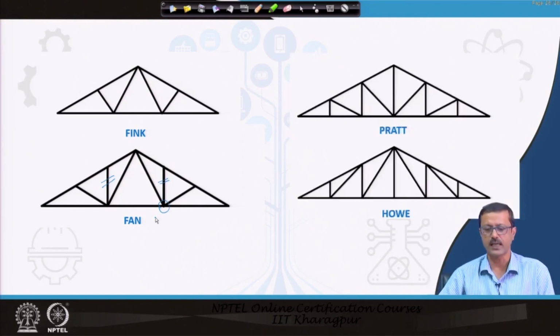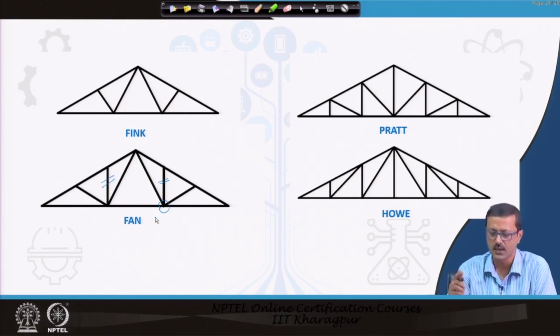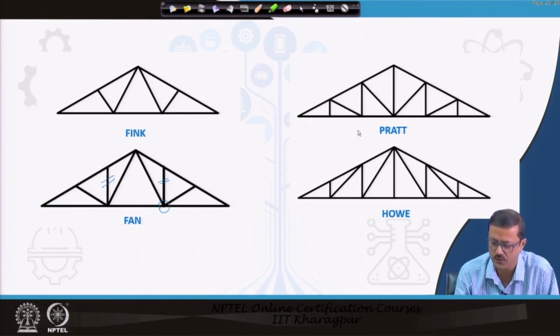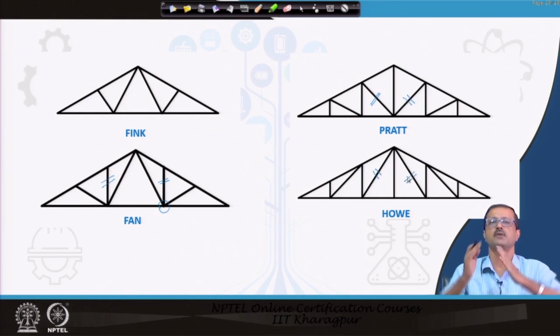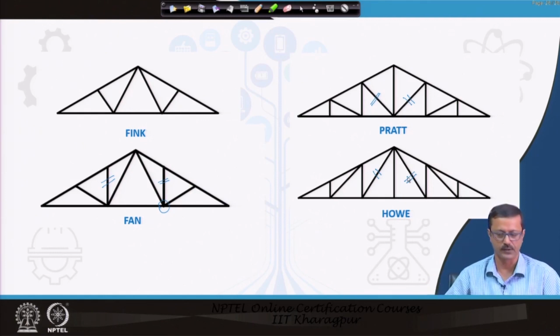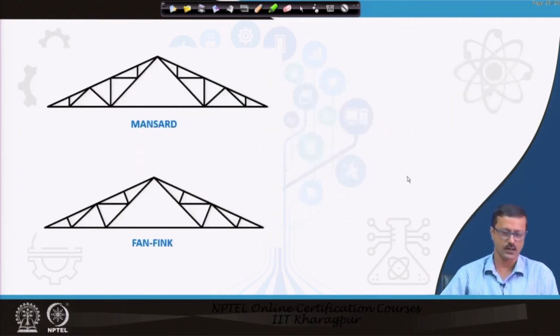And there are other types which mostly go with vertical members, called the Pratt truss or the Howe truss. The difference between them is just the orientation or inclination of the inclined members. So, if the inclined members are changed, the Pratt changes to a Howe truss. Whereas, for a larger span, you have to increase the number of elements and triangulations, and the mansard and the fan fink trusses are used from that point, when we go for a large span.